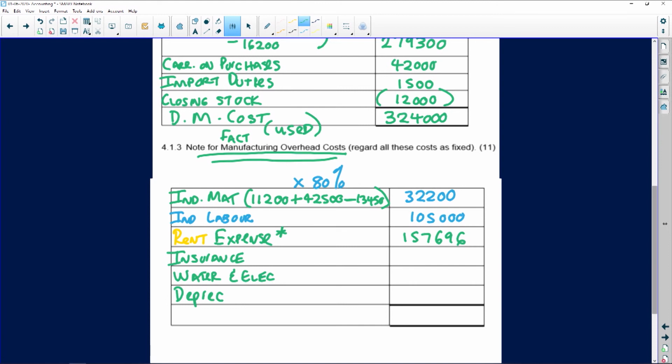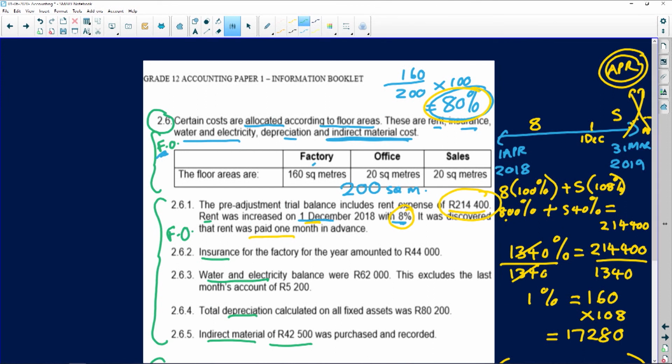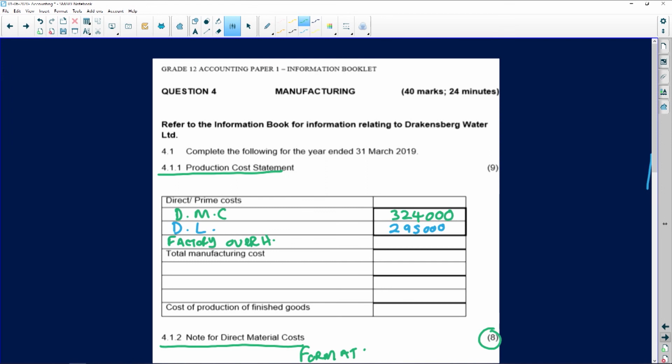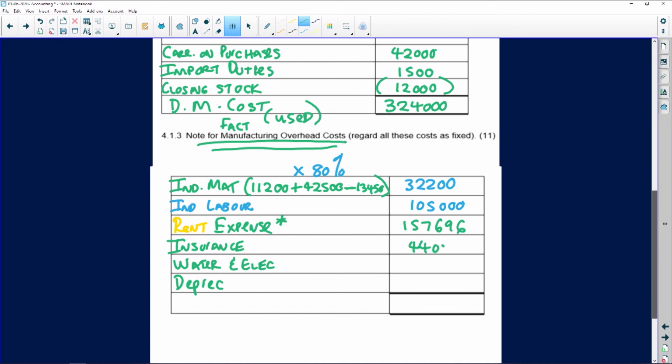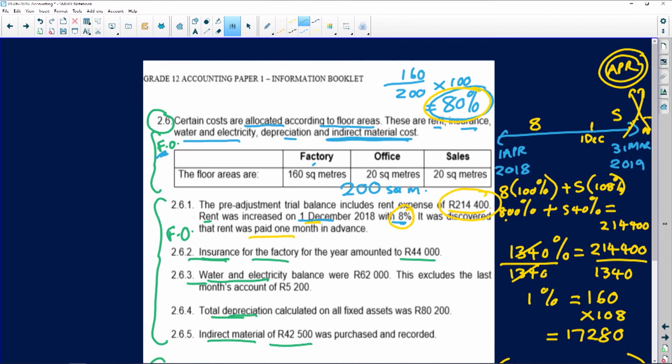Okay, so let's quickly look at the last few adjustments in terms of insurance, water and electricity, and depreciation. So insurance for the factory for the year amounts to 44,000. So I don't need to calculate anything there. So easy marks, I'm simply filling in the 44,000. Okay, and there's 1 mark normally if there's no calculation. Let's now look at water and electricity for the actual factory. So the water and electricity balance was 62,000. This excludes the last month's account of 5,200.